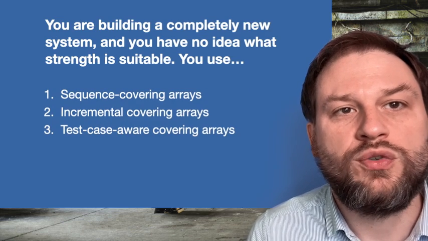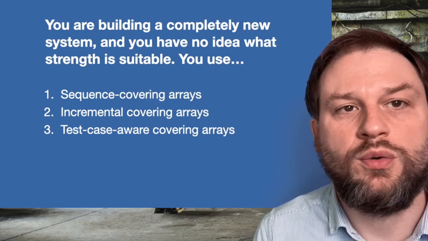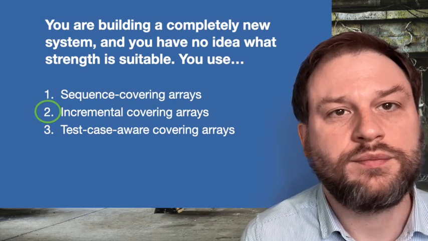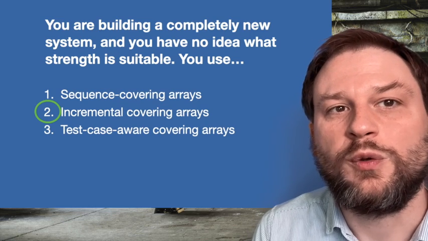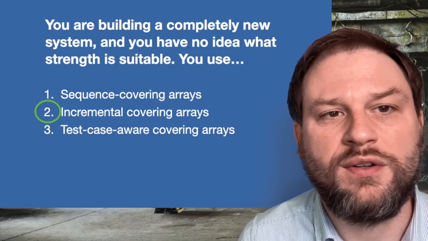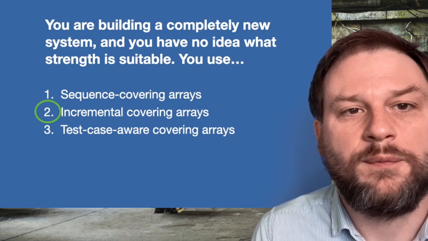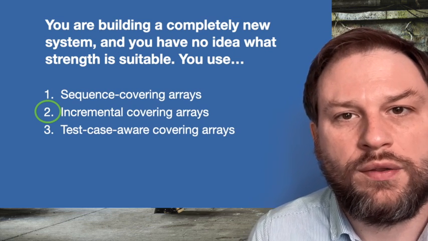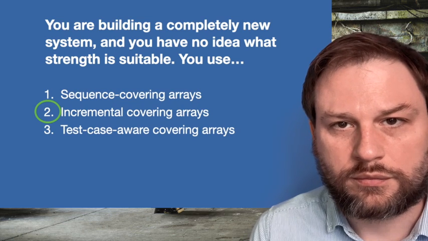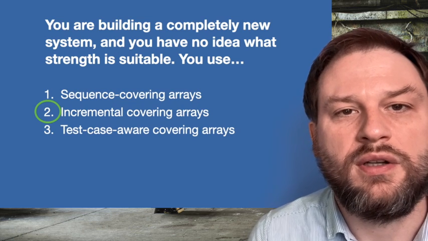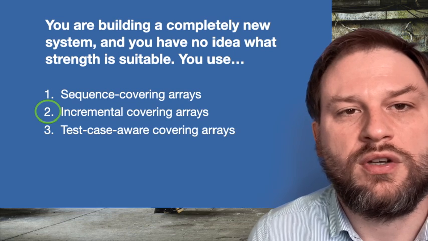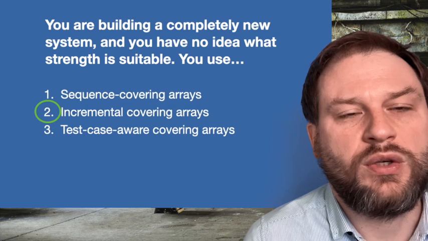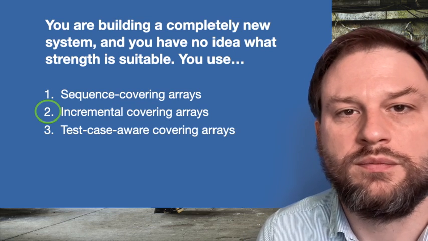You're building a completely new system and you have no idea what strength is suitable. You use incrementally covering arrays. As always, when we're not sure what's going on, we use iterations and increments. Same here. So you start with a rather low strength as a seed, and then we build it up and use in each increment higher strengths until we have a good feeling that we covered the space well.